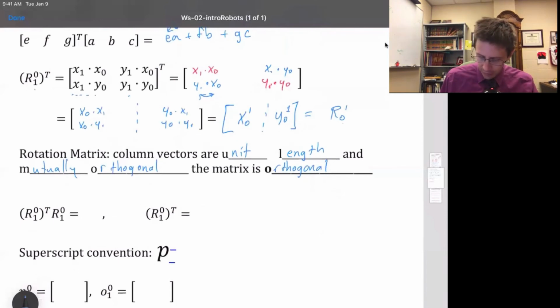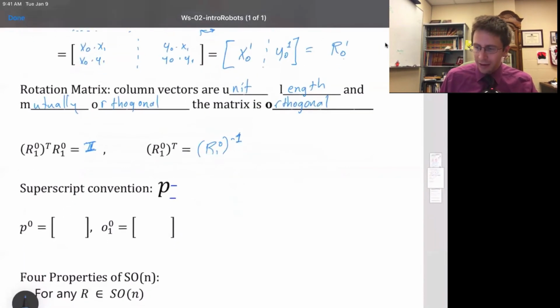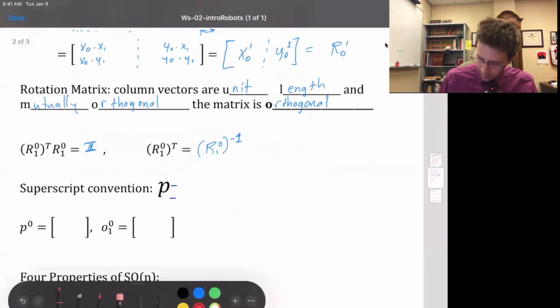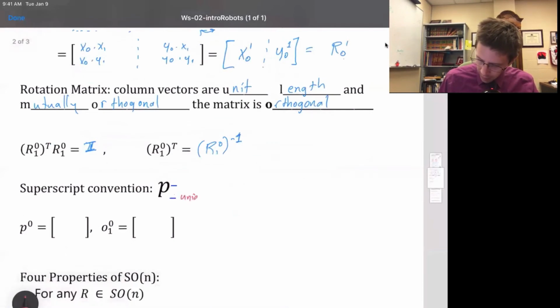That means that the matrix itself is orthogonal. If we take the transpose of a rotation matrix and multiply it by itself, then we get the identity matrix because the transpose is the inverse. So the transpose of R10 is the inverse. Now it's important that we understand this superscript convention. In our notation, the subscript is our unique identifier. It's saying which thing we are talking about, whereas a superscript says who we are referencing this to, so what coordinate frame we are using.